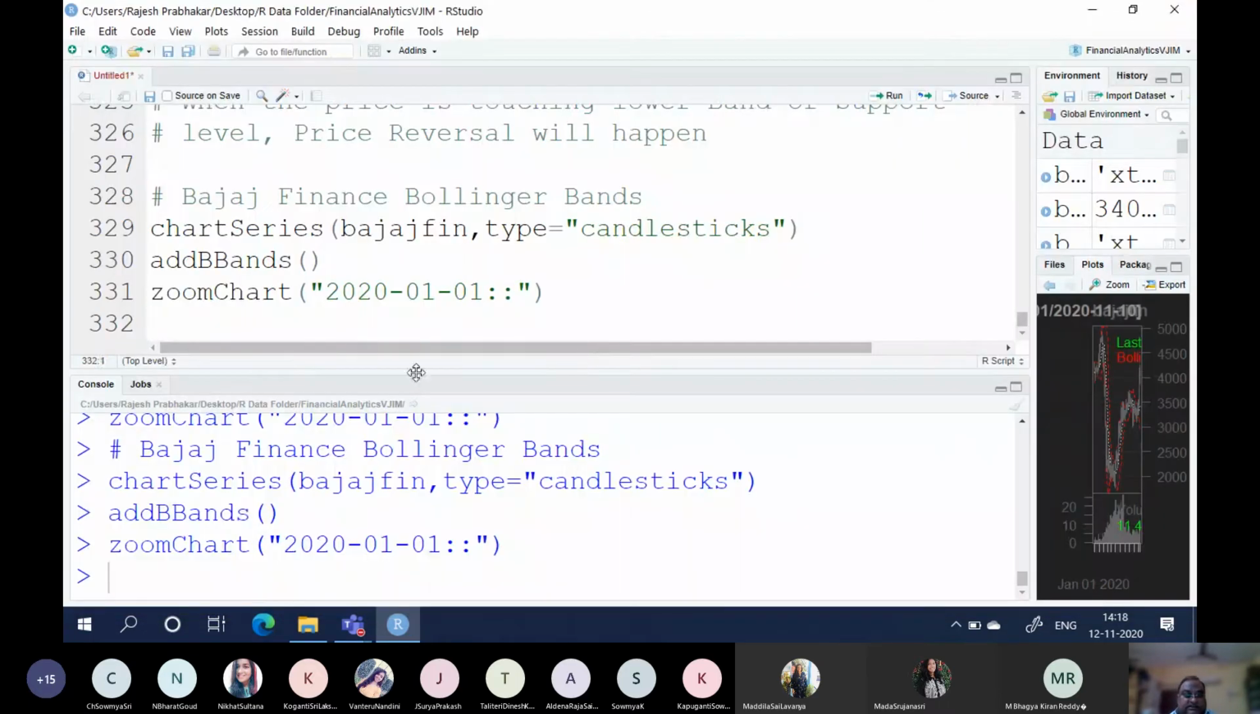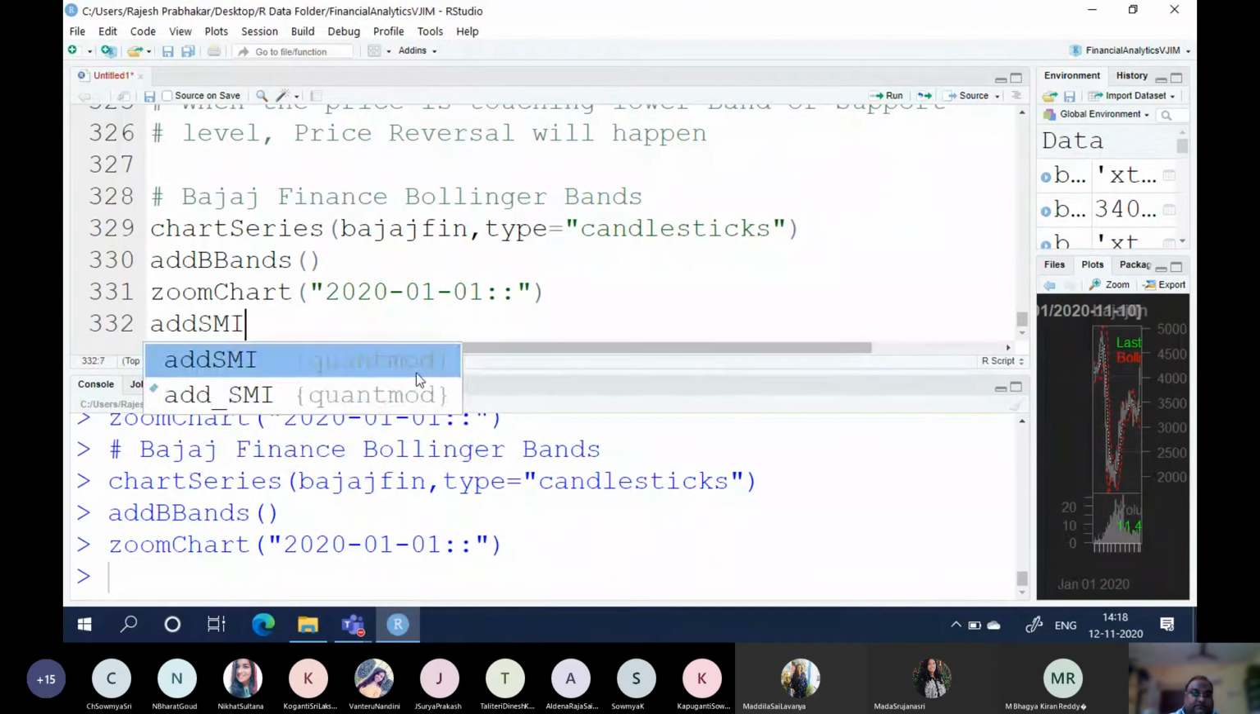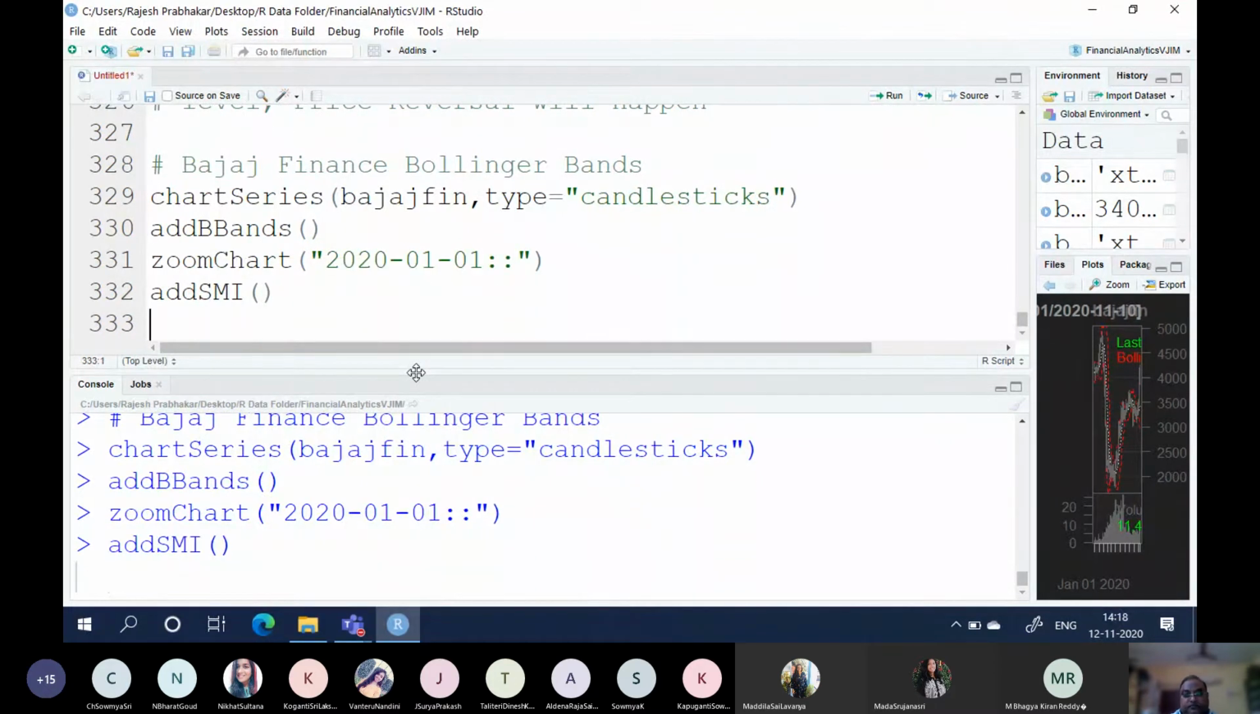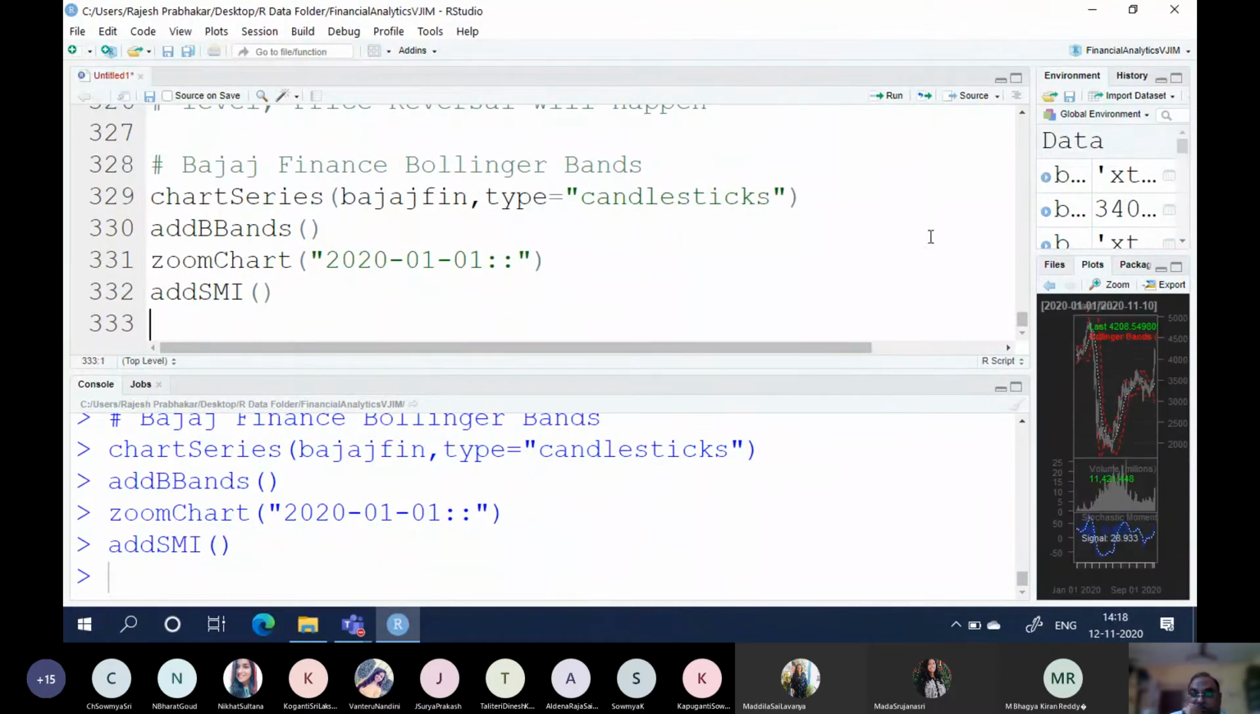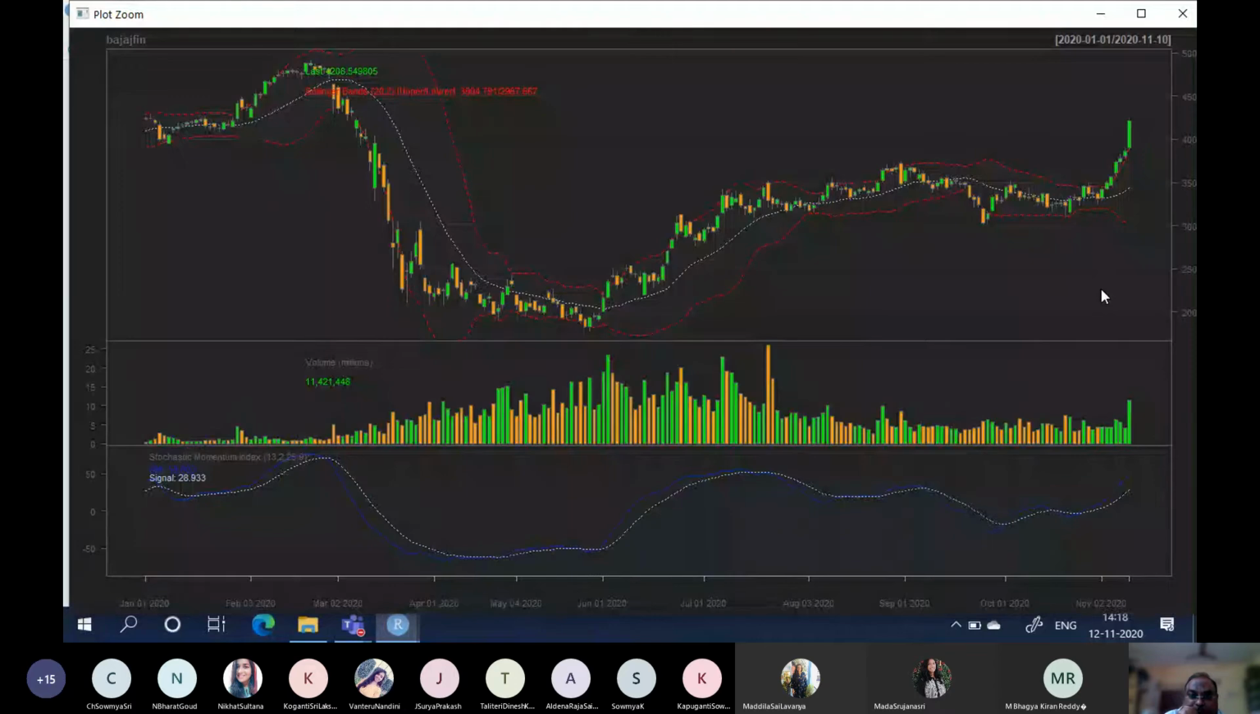What is RSI telling us? SMI. The signal line is also above 50. Breach. So you have to be cautious. There might be a correction.